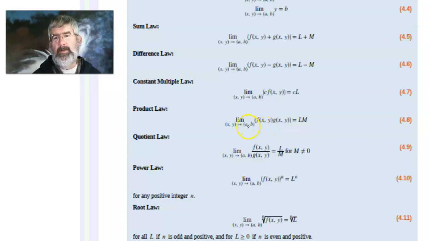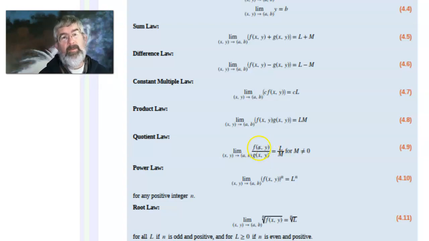Product law: the limit of a product of two functions is the product of the limits, and the limit of the quotient of two functions is the quotient of the limits, provided you're not dividing by 0. This is one of the places where we need to do more work to figure out whether a limit exists: when you end up with 0 divided by 0, the limit might exist, so we need to do more work. If you had 7 divided by 0, that's not going to exist. That's like an asymptote or something. But 0 divided by 0 means more work.